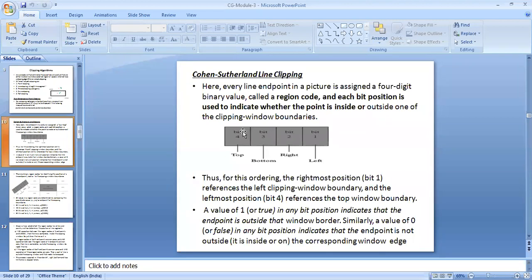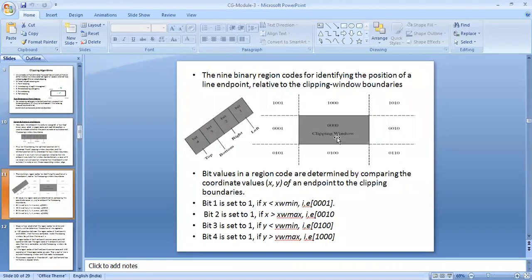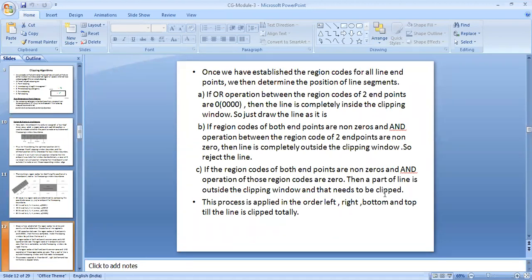So how do we give the region codes? This is the left bit, right bit, bottom bit, top bit. For a line going outside the top, we will make this bit 1. For one coming below the bottom, we will make this bit 1. For one going outside towards the right of the window, we will make this bit 1. If it is going outside towards the left side of the window, we will make this bit 1. Bit 1 is set if x is less than x min. Everything is the same.